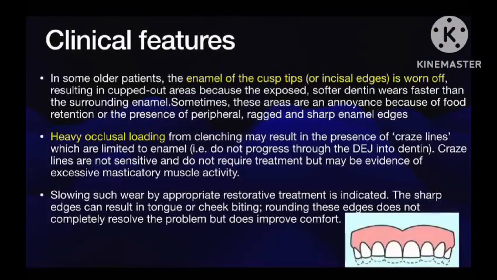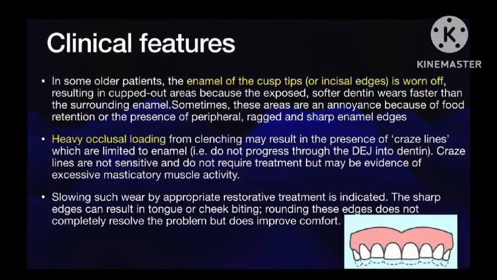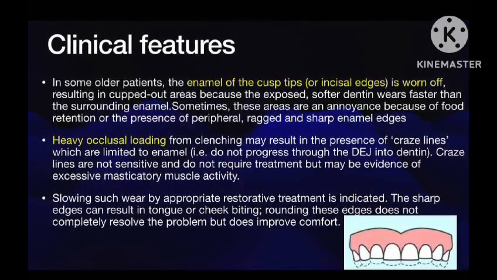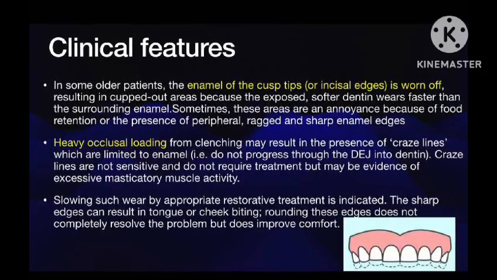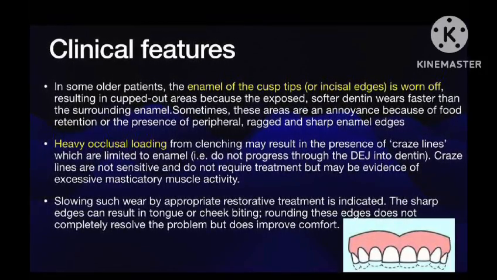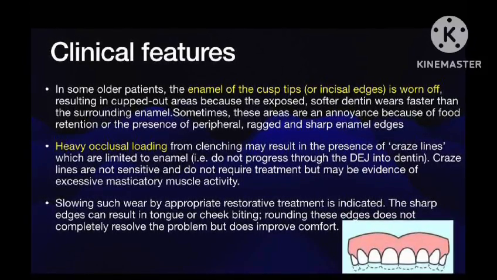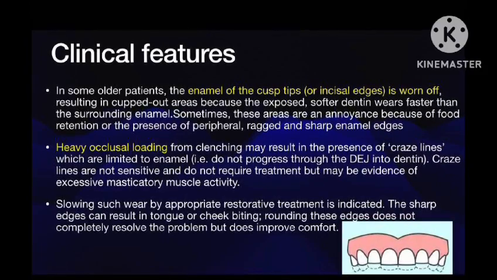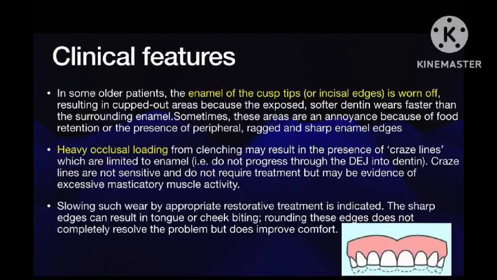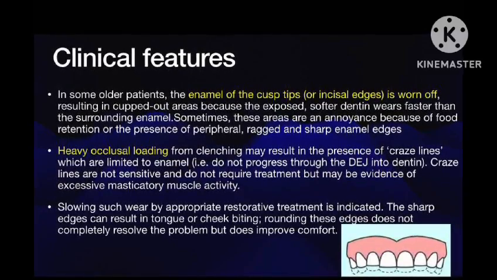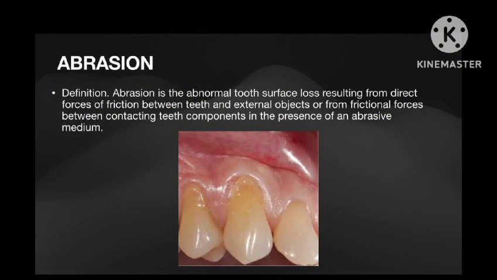Clinical features of attrition include, in older patients, the enamel of the cusp tip being worn off due to occlusion, and heavy occlusal loading from clenching results in the presence of carious lines which are limited to enamel. Carious lines are not sensitive, and slowing of wear by appropriate restorative treatment is indicated. The sharp edge can result in tongue or cheek biting. Rounding these edges does not completely resolve the problem but does improve comfort. Now let's see about abrasion.